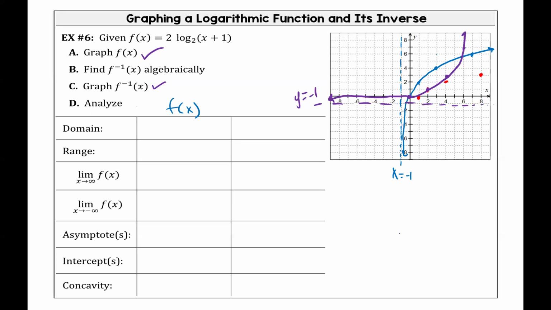Now we're going to do it algebraically. So algebraically, I want you to find the inverse. Essentially, when you're finding the inverse, if you don't want to switch x and y, you're just getting x by itself, right? That's what the inverse is. But traditionally, we say switch your x and your y. The reason being is because you're used to solving for y. You're used to getting y by itself. So x equals 2 log base 2 of y plus 1.